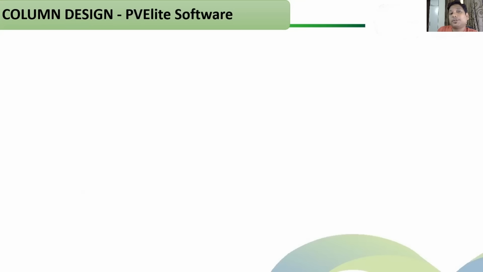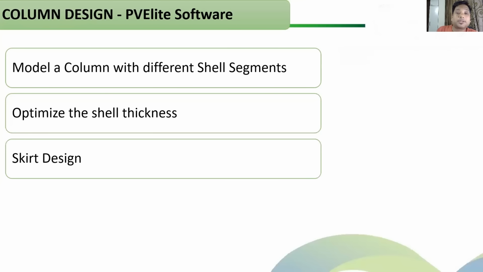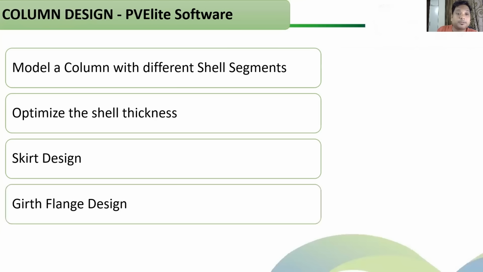Then we'll move to the second part, which is PVElite software training related to column design. So we'll model the complete column with different shell segments because we have to optimize the shell thicknesses. The skirt will be modeled completely, with all the design loads like wind and seismic inserted, and then girth flange design.